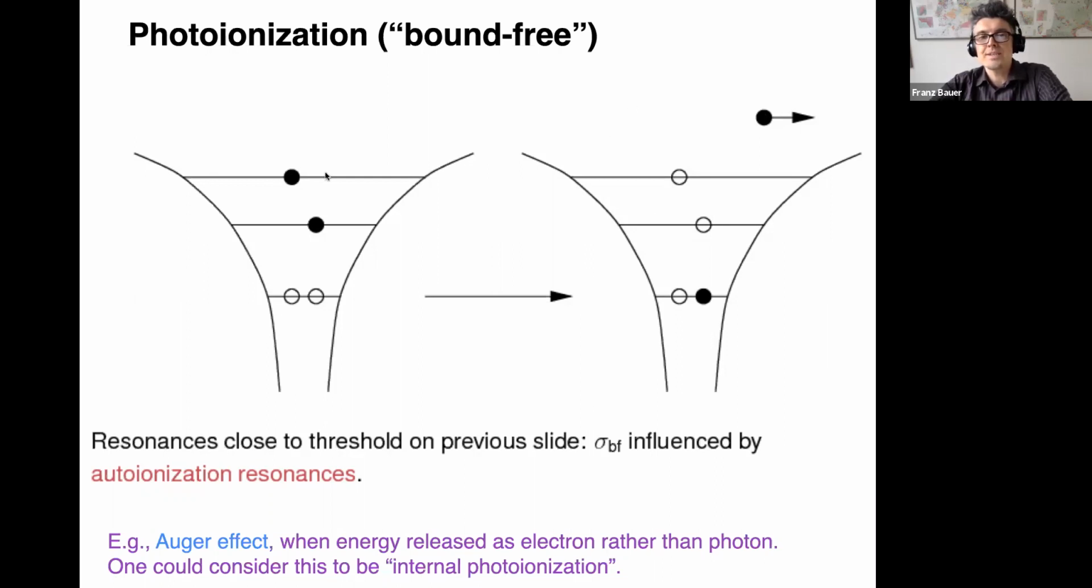And so in this case, there's no photon being emitted, right? It's just that something happened beforehand that left you in this state, and then the atom relaxed and shed an electron. It ionized, but due to what's called an internal photoionization or an autoionization resonance. And this is known as the Auger effect.